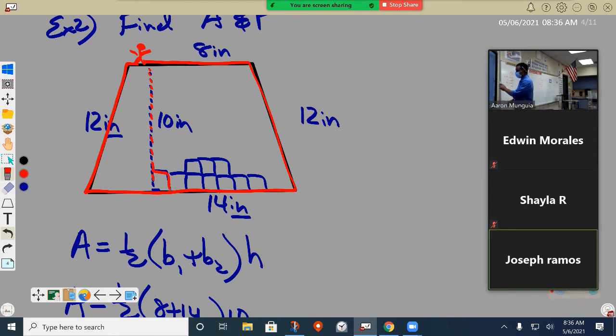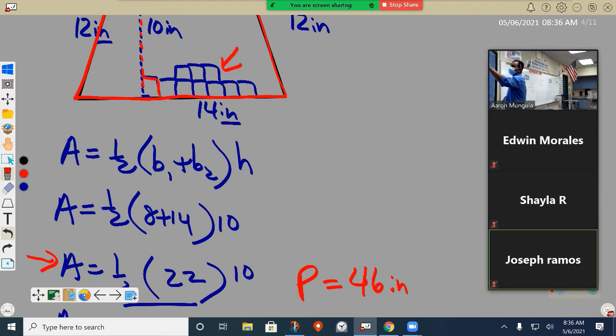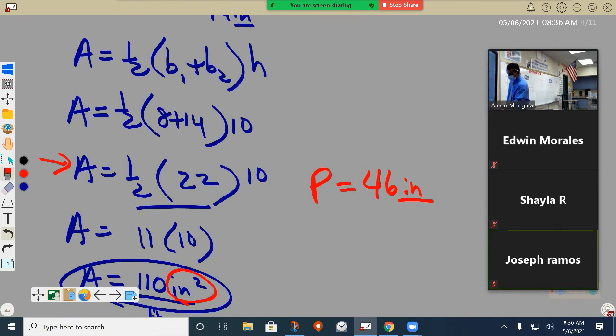So 46 inches is the perimeter. Notice it's not square inches, it's just inches. Not square inches. Square inches has to do with area only, because that's how many squares fill it up. Area is two-dimensional space. Perimeter is one-dimensional, just pure distance. That's why it's just one-dimensional inches, as opposed to two-dimensional inches. We got to get that straight. That's more important than getting the right answer, is understanding what area means. Okay?